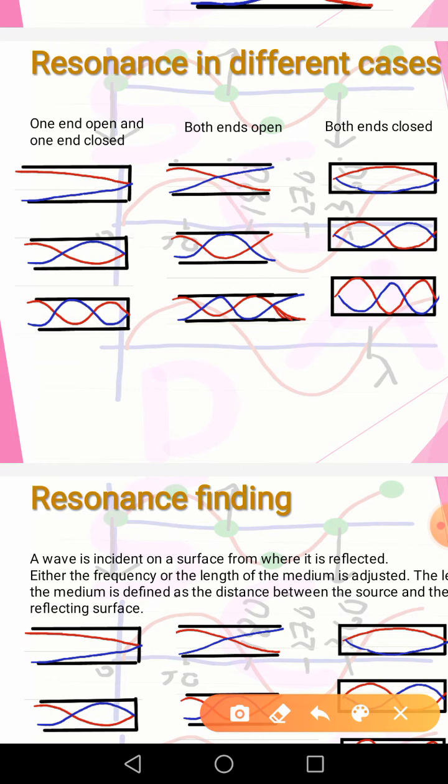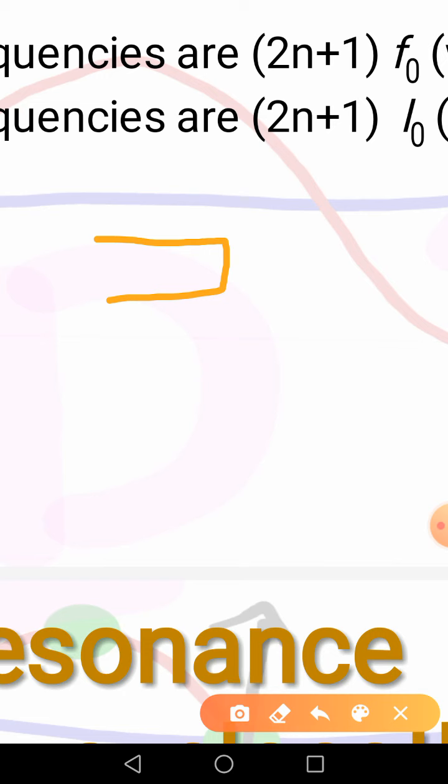Now, how to find the resonance? You can find the resonance either by changing the frequency of the wave or by changing the length of the medium. For example, you are taking a tube, and here, listen carefully, you have planned that you will change the length of the medium but not the frequency of the wave. So we are not changing the frequency of the wave, instead we are changing the length of the medium.